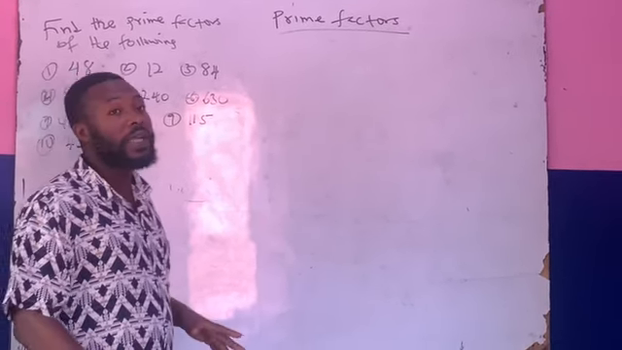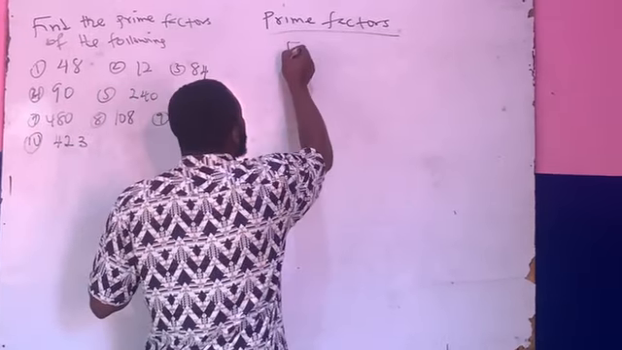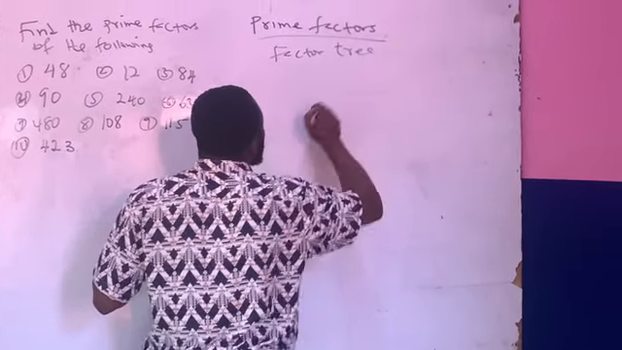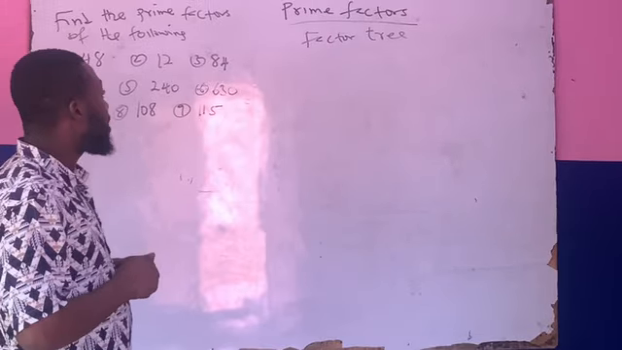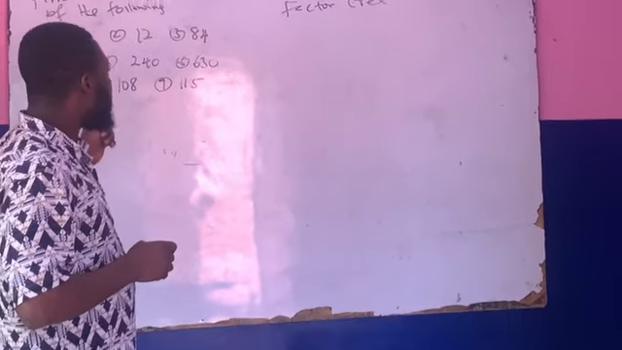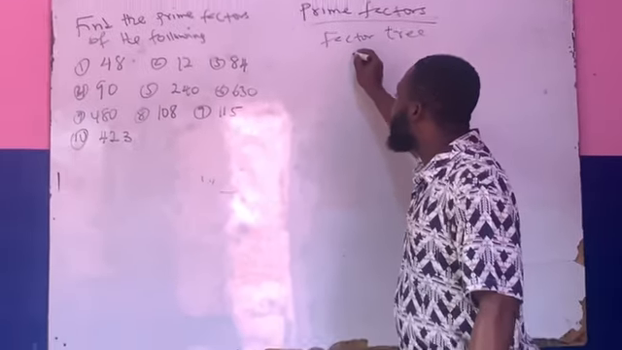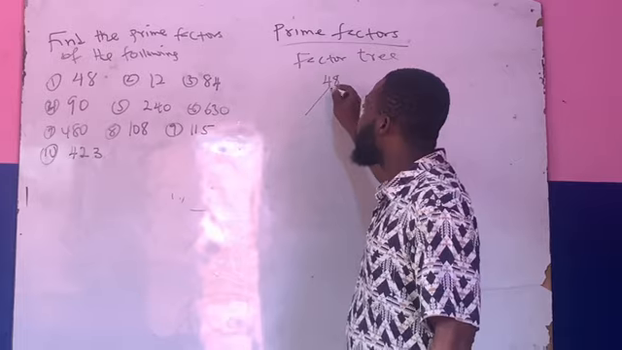Now, to be able to find the prime factors, we are going to use what we call the factor tree, or decomposition of the numbers. It's easy when you want to find the prime factors using the factor tree. For example, we have 48, so this is the factor tree.